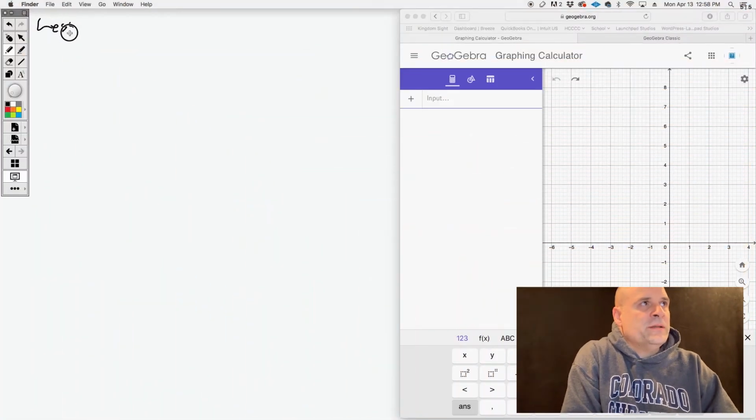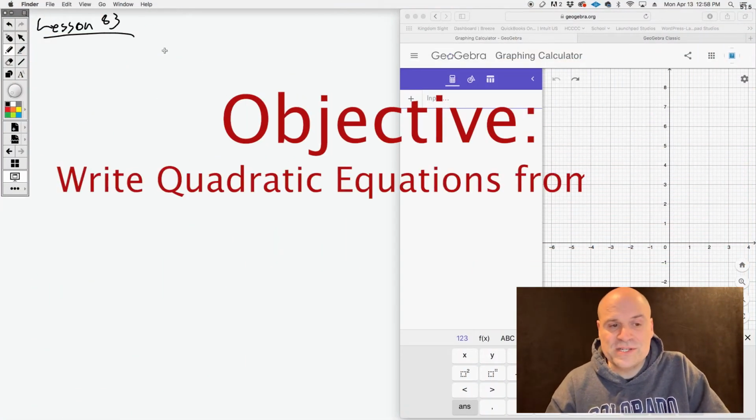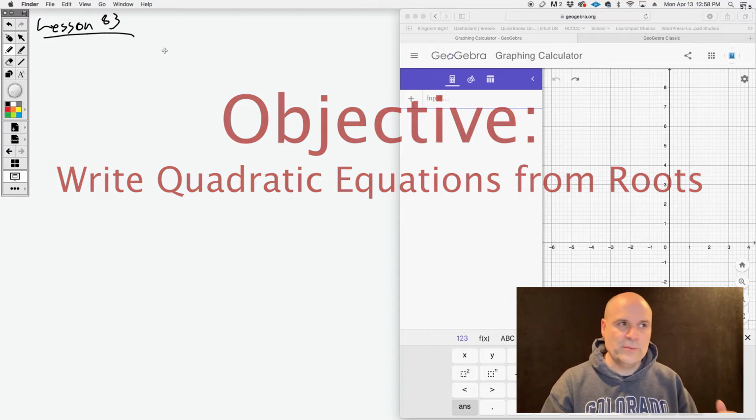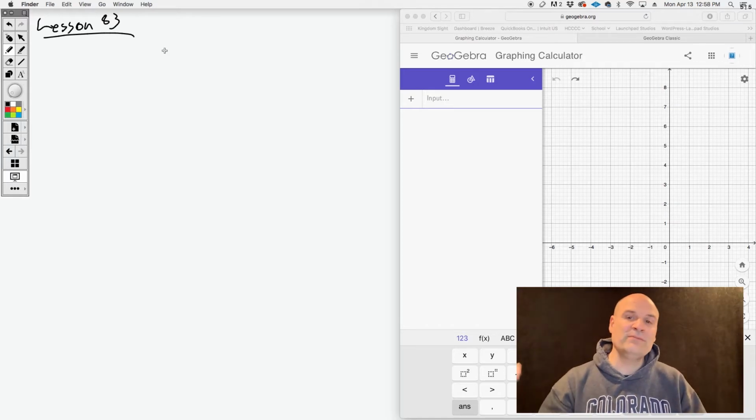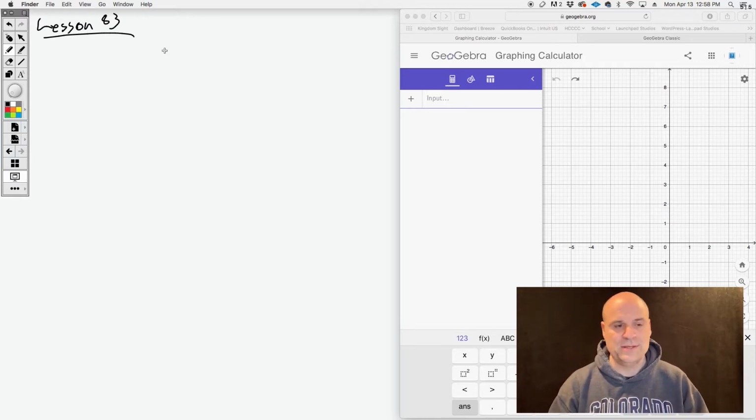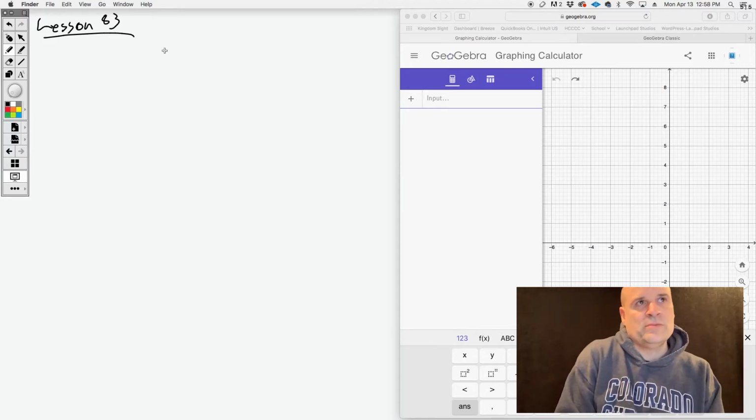All right, Lesson 83. Here's what we're doing. We are writing quadratic equations from the roots. Normally when we're given a quadratic equation, we find the roots, but this time we're given the roots and we have to find the equation. So we're going backwards. Very typical of algebra.